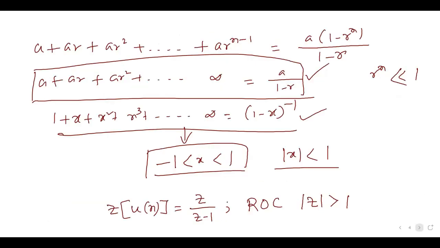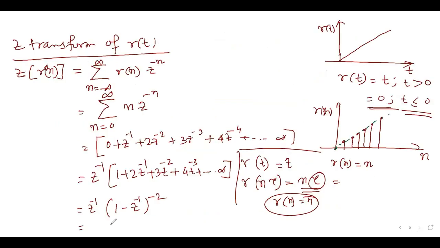So finding the summation, here this is z inverse by 1 minus z inverse to the power minus 2. Okay, so you can simplify it. That means z by z minus 1 whole square. So what will be the region of convergence? The region of convergence is mod z greater than 1. Okay, mod z greater than 1, otherwise the series will be infinite.